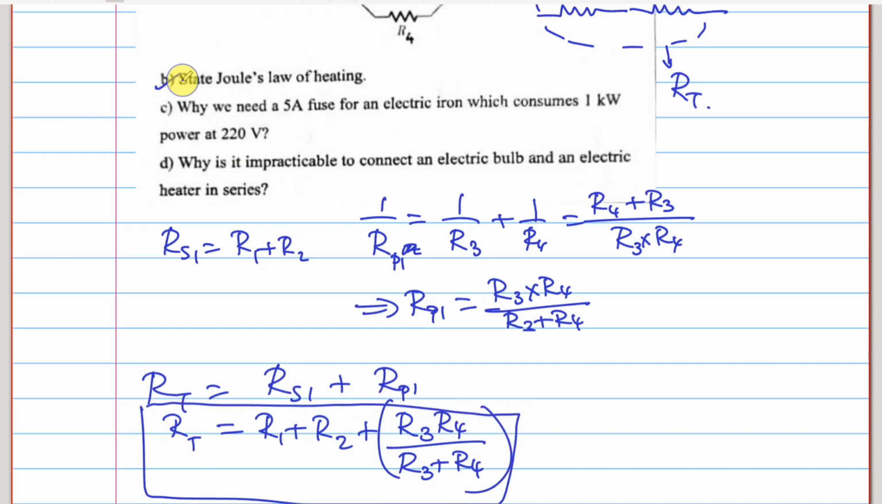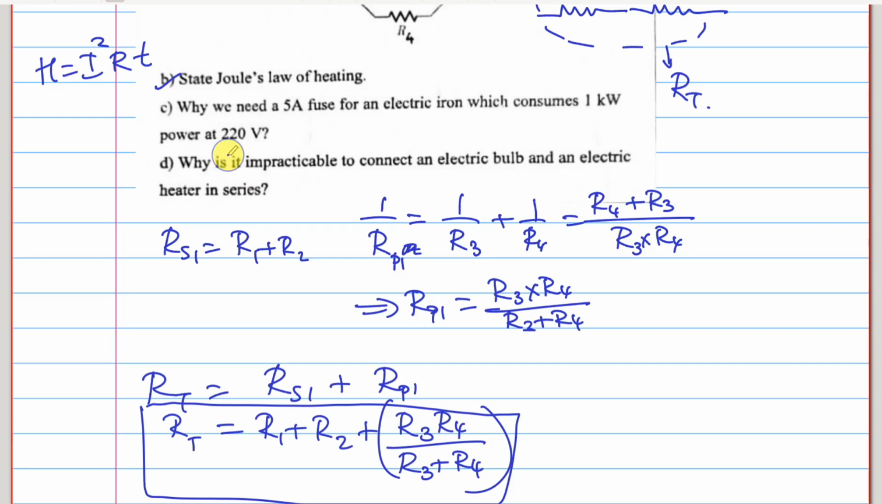State Joule's law of heating, you can refer to the textbook. It is basically heat is directly proportional to the square of the current, directly proportional to the resistance through which the current flows, and it is directly proportional to the time for which the current flows through the resistance.